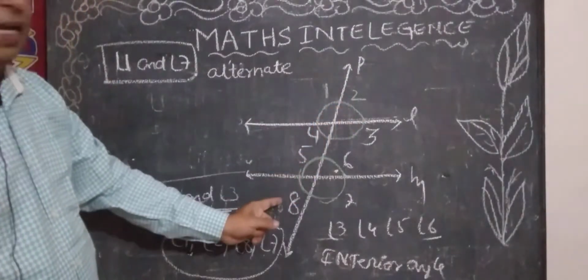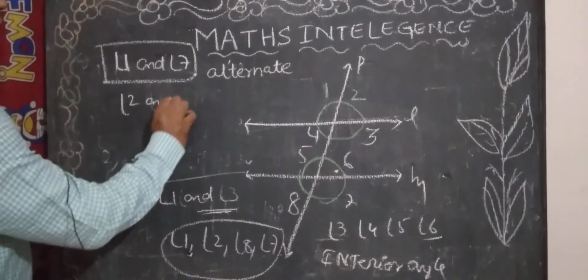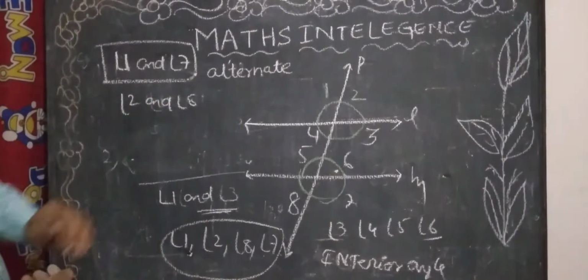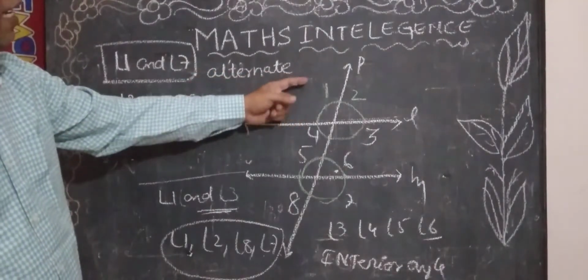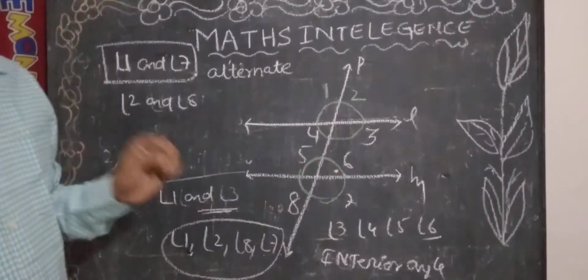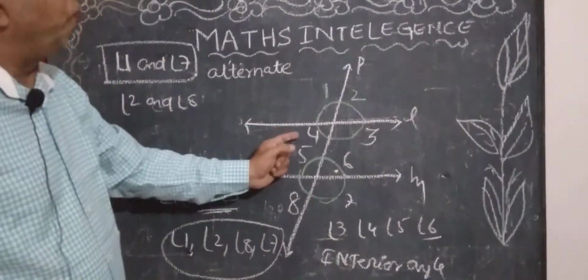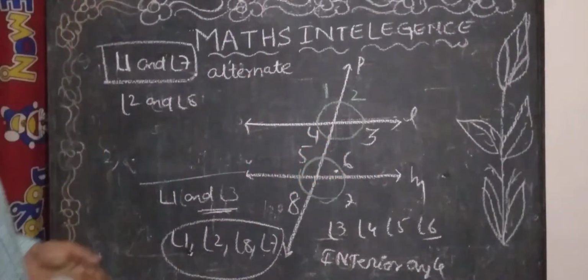Angle 2 and angle 8. These two are also alternate exterior angles. What are the alternate exterior angles here? Angle 1 and angle 7, angle 2 and angle 8.